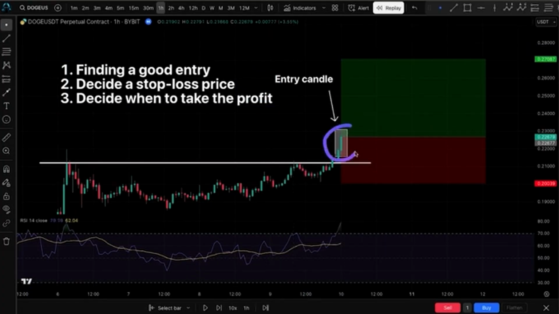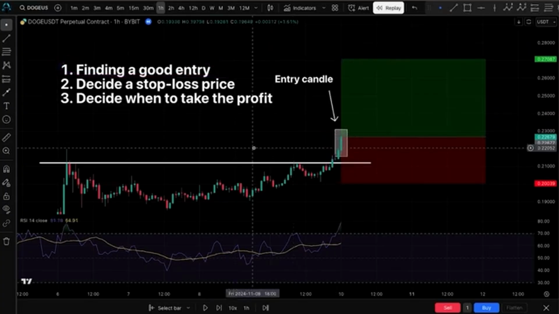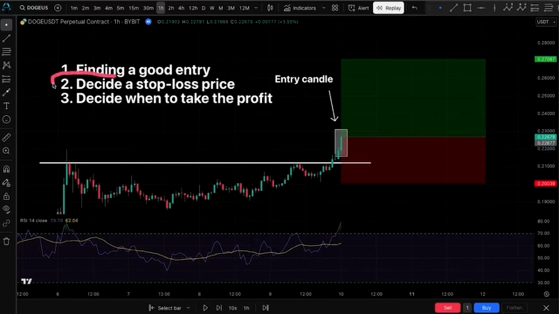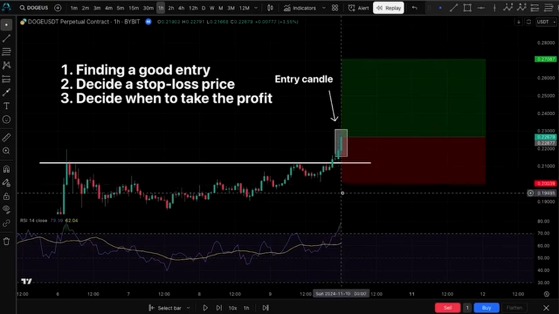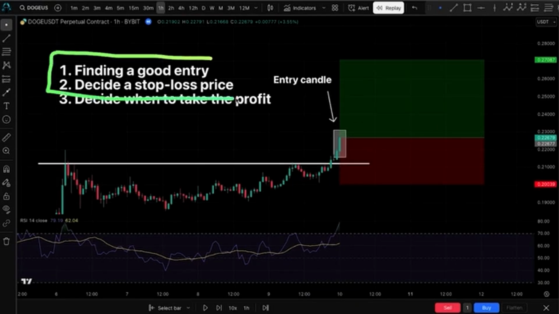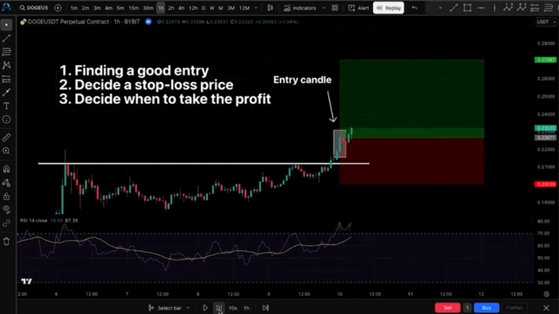So at this point, I am only focused on finding a good entry and taking this entry where I think this is a high probability trade. Once I am in the trade, I'm deciding my stop loss price, and in this case it would be below this level or slightly below the previous resistance. And now when I have these two figured out, I am simply waiting for the price action to play out a little bit, and I am deciding when to take the profit based on a few different things.